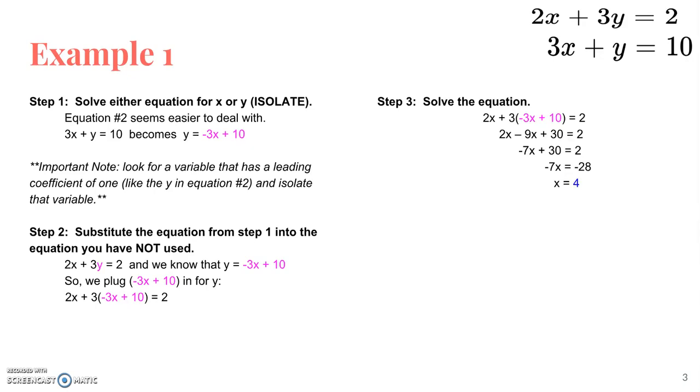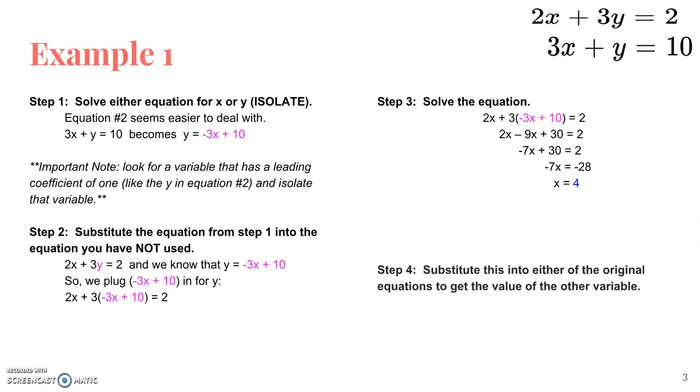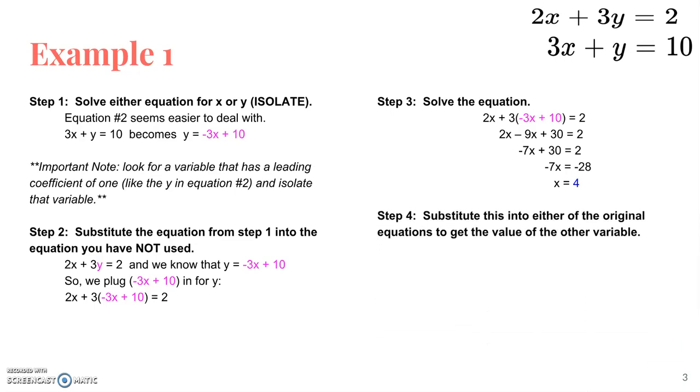Once you've solved for one of the variables, you want to substitute that variable back in to either of the original equations to get the value of the other variable. I'm going to use the second equation, 3x plus y equals 10, and I'm going to substitute the x equals 4 into that equation. So I will get 3 times 4 plus y equals 10. I will simplify that to get 12 plus y equals 10. And after subtracting 12 from both sides, I will get y equals negative 2. Just an important note, I always like to use the equation I did not use in step 3.